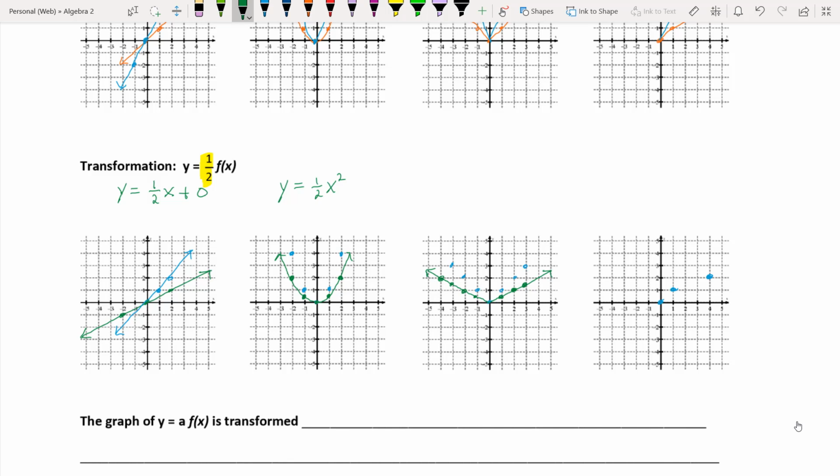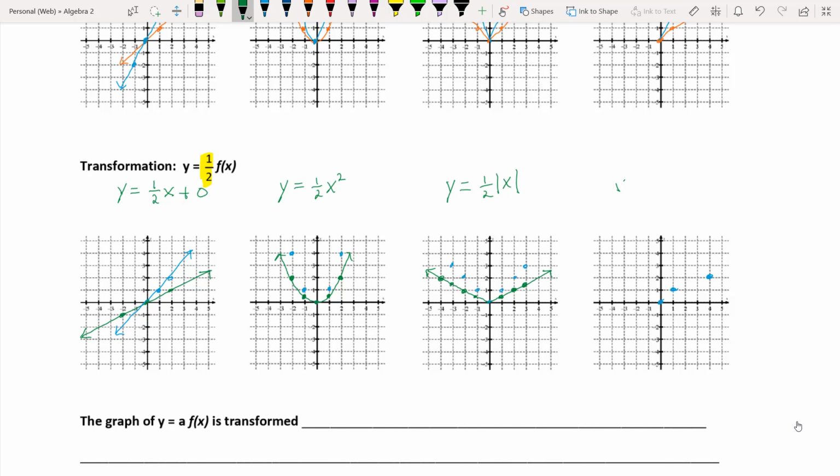Take a look at the absolute value graph. This is y equals 1/2 times the absolute value of x. Now, absolute value is kind of like lines. The parent function, up 1 over 1, up 1 over 1, up 1 over 1. Now that I have a half in the front, I can go up 1 over 2, up 1 over 2, up 1 over 2, and I can keep going.